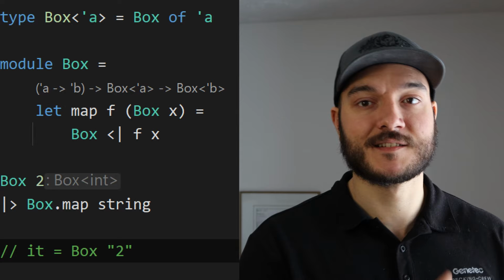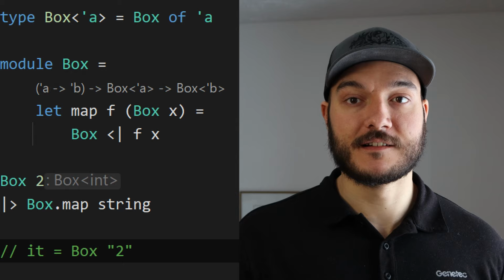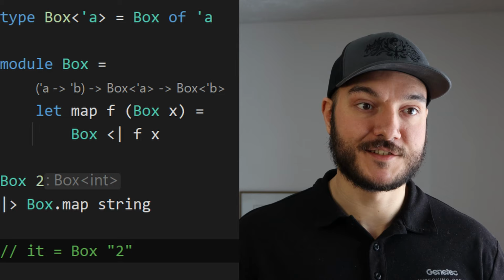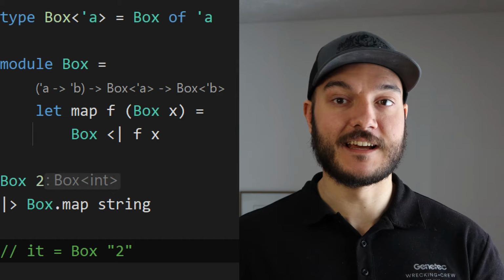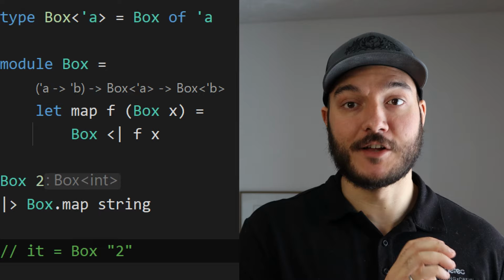So the box analogy would say you can map over a box, right? So that 2 that's in the box, you can map over and say, well, I want to pass a 2-string function to it. So you do box.map 2-string, and then you pass the box that has a value 2, and it'll become a box that has a value of string 2, right? So it's a very simple analogy, but it's very rewarding, I feel, to understand what basically a functor is, right?